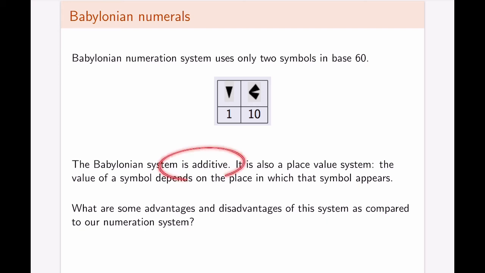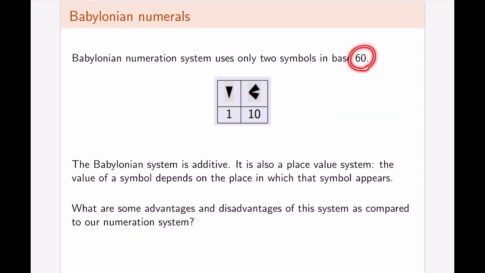The system is again additive, but it's also a place value system. The value of the symbol depends on the place in which that symbol appears. This is similar to our system. If I write 257, this 2 represents hundreds. So this 2 is in its value very different from, let's say, a 2 that I position on the very end that only represents units. The symbol is the same, but its value is very different.